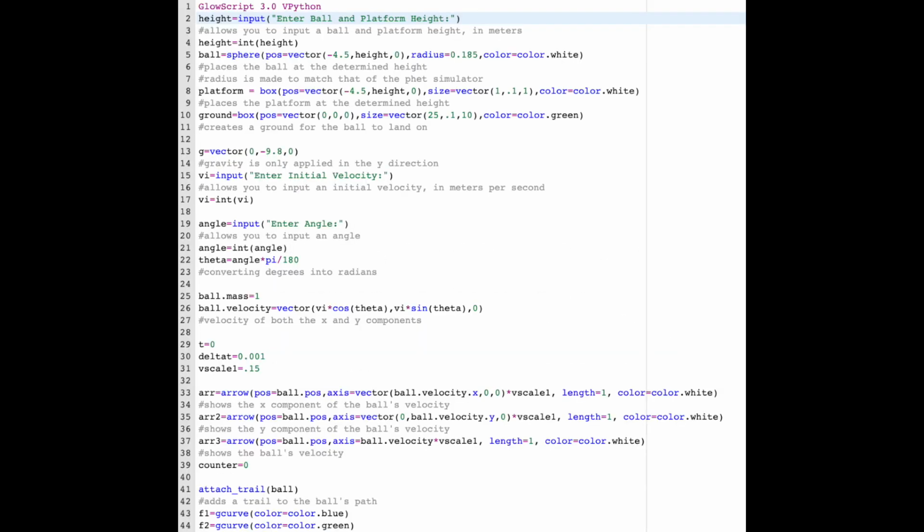This is an explanation of my Unit 3 project GlowScript code. This is the code I used for this project.